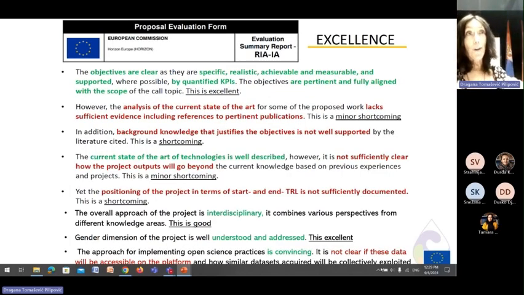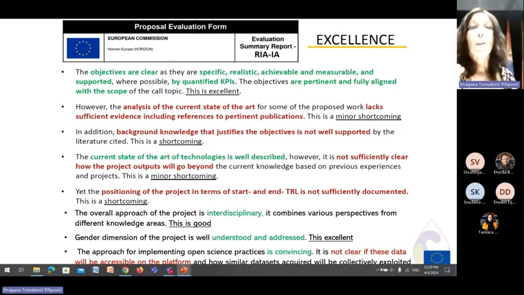Right, so this is taken from a real project. This is the proposal evaluation form, right? I don't know how many of you have seen the evaluation summary. If you have presented a proposal, this is what you receive. There is a section for each section of the proposal, of course, and this is taken from a real proposal. I've highlighted in green the parts that the evaluators consider excellent or good, and in red the parts that are so-and-so.